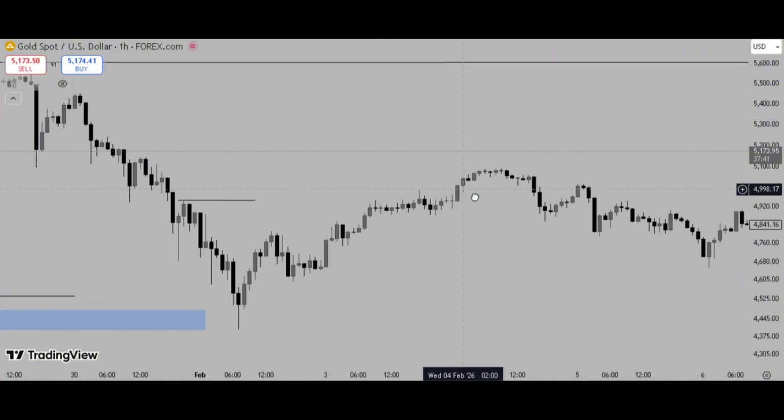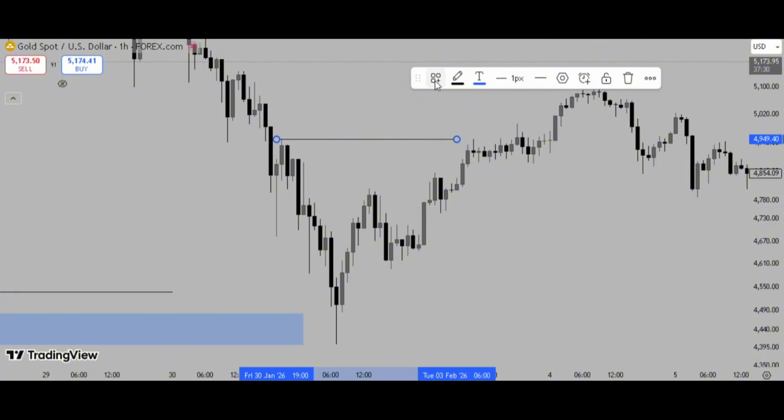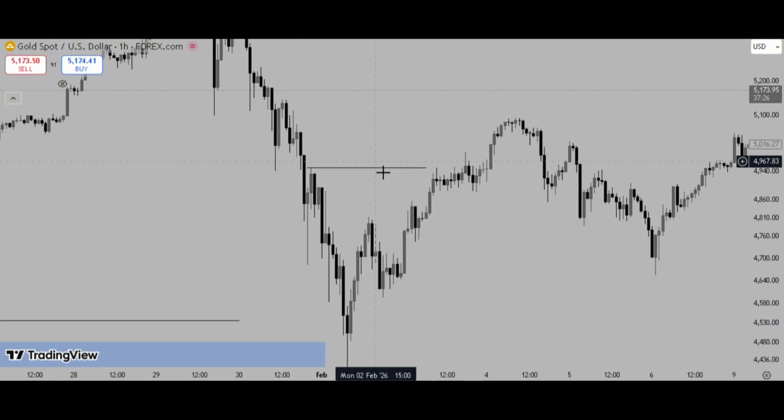As we are tracing it, you can see this is a push down, this is not valid, there is no valid pullback here. If you're still confused, you can watch my video. So this level in the 1 hour time frame, we can use it as a change of character. This level will serve as our change of character.